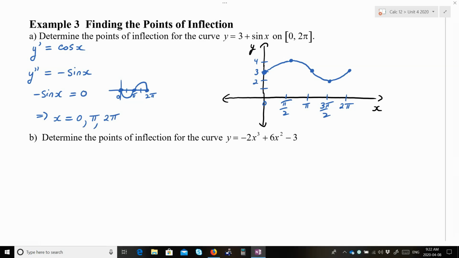Okay, and if we look at the interval of our original graph, it's from 0 to 2 pi. There's not an inflection point at 0 or 2 pi because the graph stops at those endpoints. So we can knock those off. X equals pi is our inflection point.